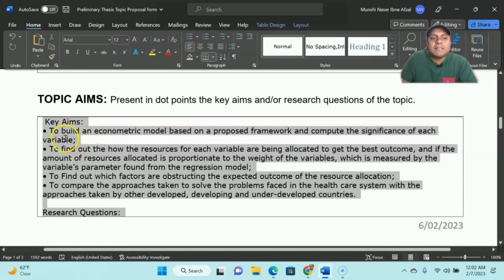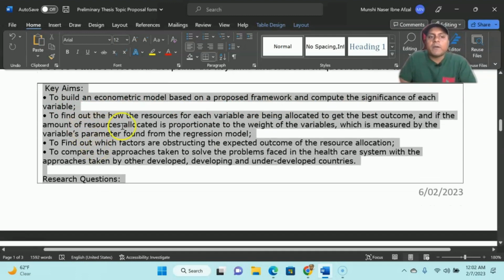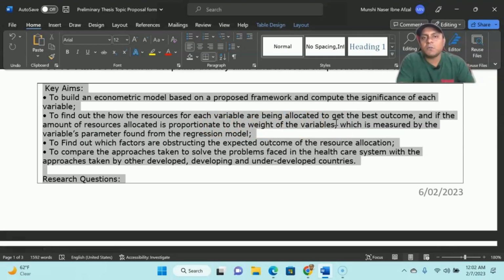So I can see that my aim is to build an econometric model based on a proposed framework and compute the significance of each variable, to find out how the resources of each variable are being allocated to get the best outcome, and if the amount of resources allocated is proportionate to the weight of the variable. So you can see that at the very initial stage of my aim, I already mentioned what would be my methodology, what I am going to achieve, and how I am going to achieve it. Econometric methodology, significance test of the variables, and I already discussed the expected findings from my research. So that is my aim.